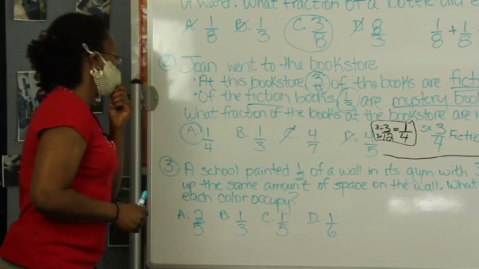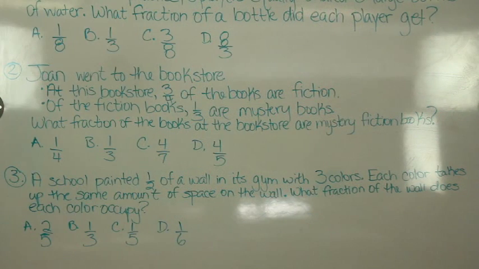Now, let's move on to the next one. A school painted half of a wall in its gym with 3 colors. So we're going to do half with 3 colors. Each color takes up the same amount of space on the wall. So that means they're going to be equal. What fraction of the wall does each color occupy? So we have to figure out what fraction each of these colors occupy.